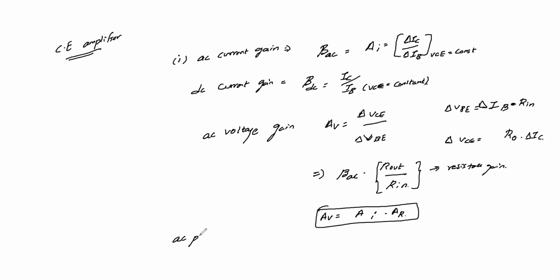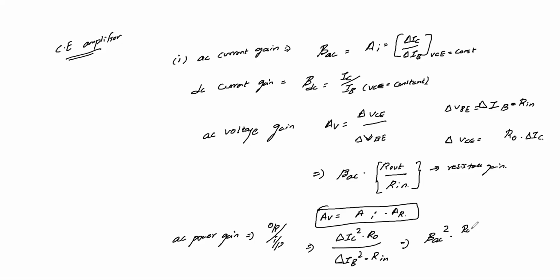Next one, for your power. AC power gain is equal to change in output power divided by input power. Output power is nothing but your del IC whole square into R naught divided by del IB whole square into your R input, which is equal to beta AC square into R naught by R input, that is beta AC square into your resistance gain. This is your relation. Please take it. This is for your CE configuration. Voltage, current, and power are the three terms which are going to amplify compared to your input.